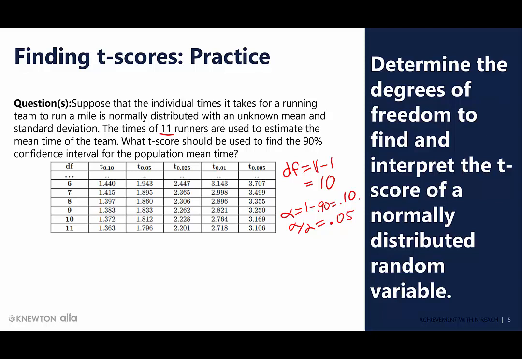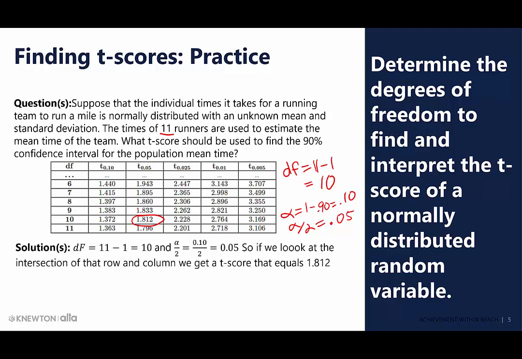So for the t-score here, you go down the degrees of freedom column to where degrees of freedom is 10. Then you go to where it says t sub 0.05, because that was our alpha over 2, and the answer is 1.812.